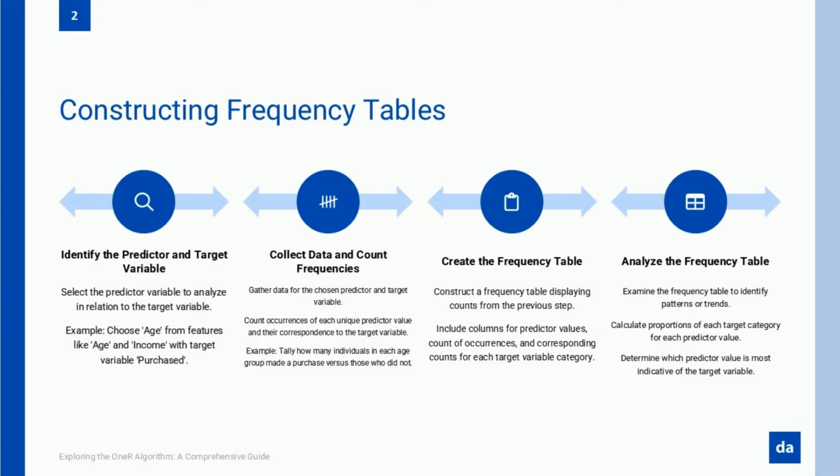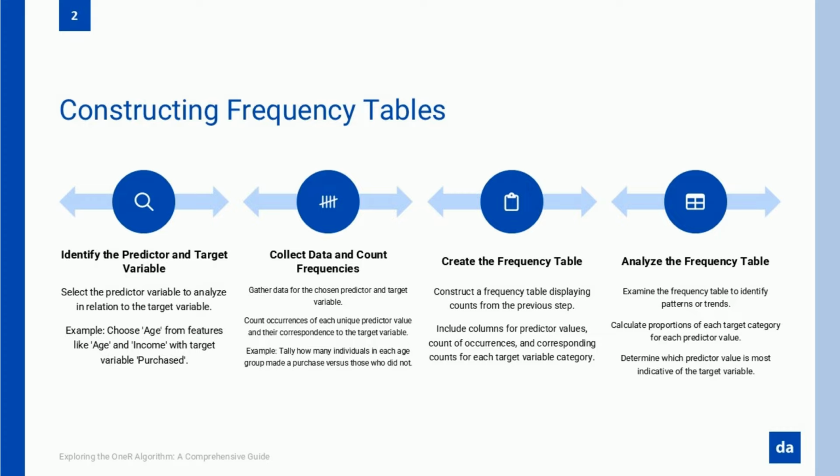Finally, you analyze the frequency table to uncover patterns. This is where the magic happens. You're looking for trends that stand out. For example, if 80% of 18-25-year-olds made a purchase while only 30% of 50-year-olds did, that's a pattern worth noting. This step is all about understanding which predictor values are most indicative of the target variable.